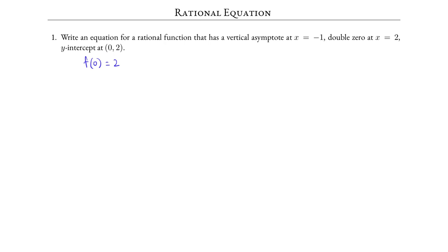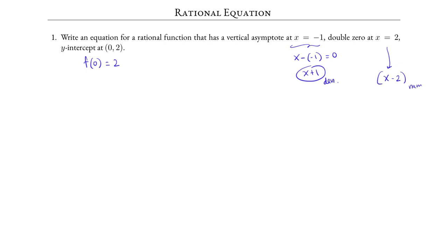The vertical asymptote is x equals -1. What that means is that x minus -1 equals 0, or x plus 1 has to be a factor in the denominator. If the denominator is 0, and if there is no other factor that looks the same in the numerator, then we would have the vertical asymptote. The zero is x equals 2, and so x minus 2 has to be a factor in the numerator.